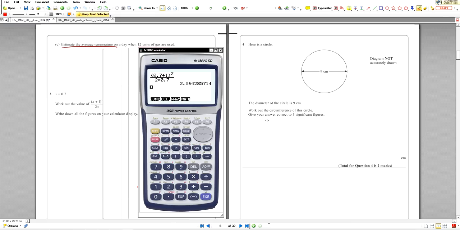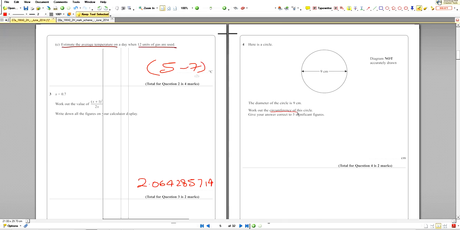Okay, here is a circle. The diameter of the circle is 9 centimeters. Work out the circumference of this circle. Now, quick. Okay, Samara, how do we work out the circumference of the circle? We have been given the diameter, d. So the circumference is what? Circumference is equal to pi times d. Pi, we can use as 3.14, which is to 2 decimal places, or the pi button. Times by 9.